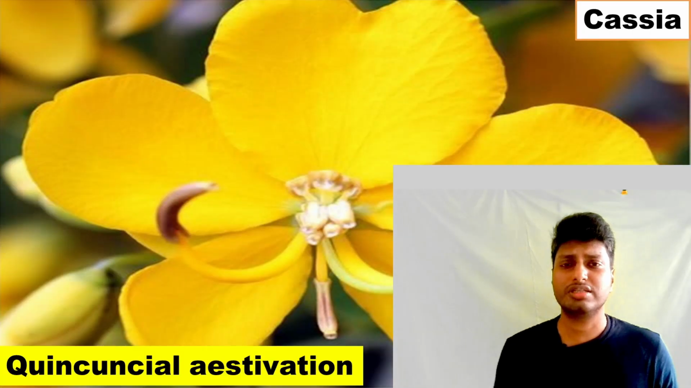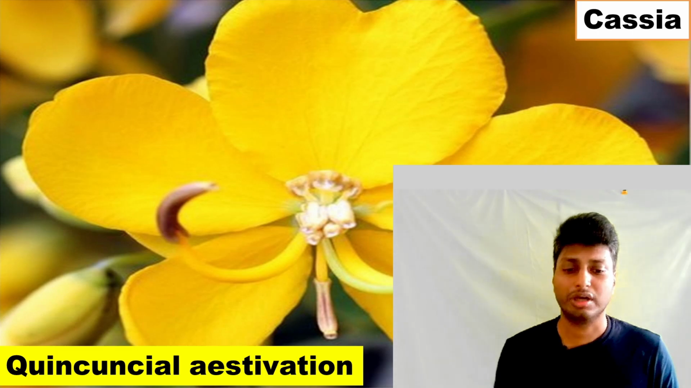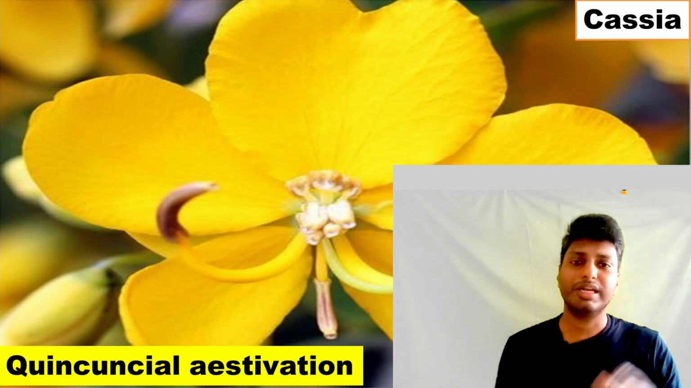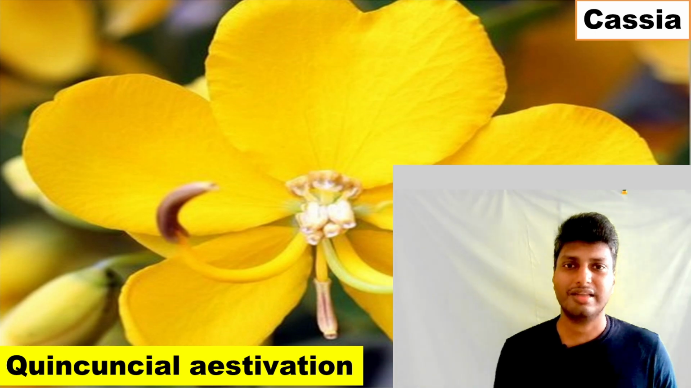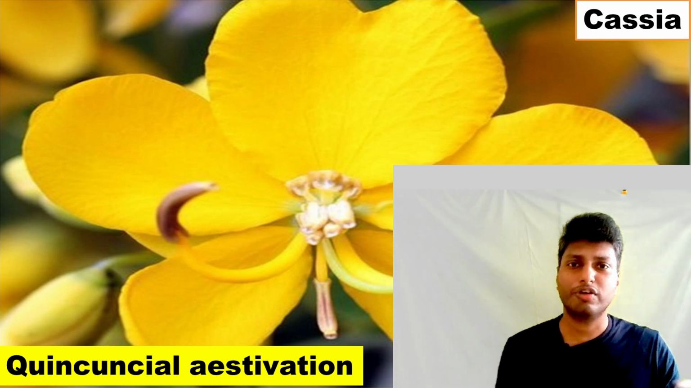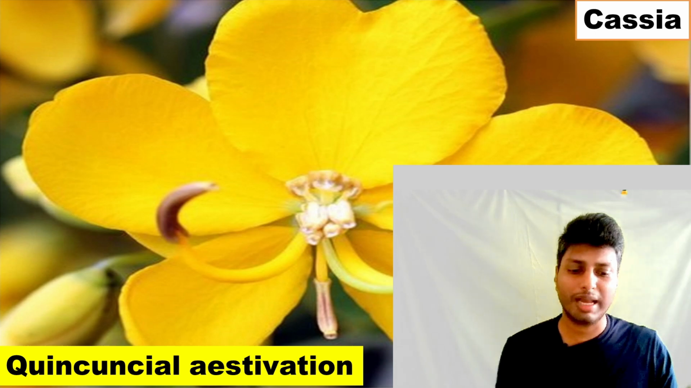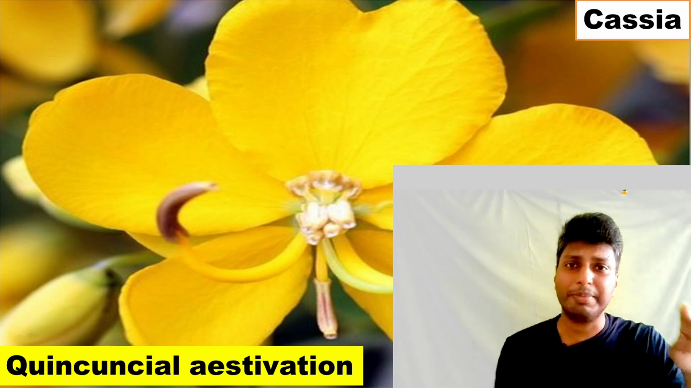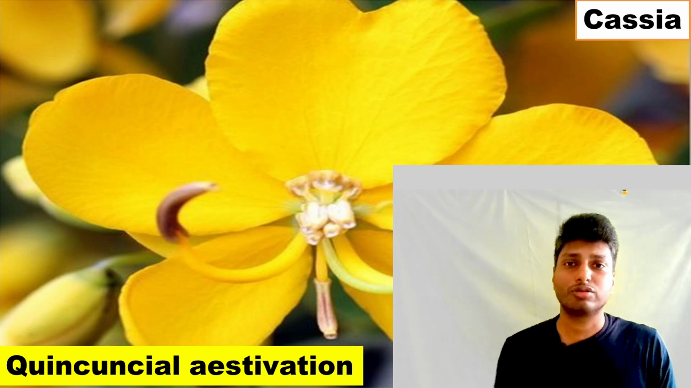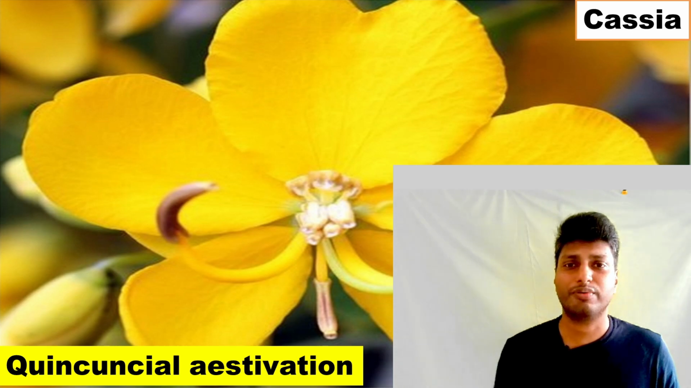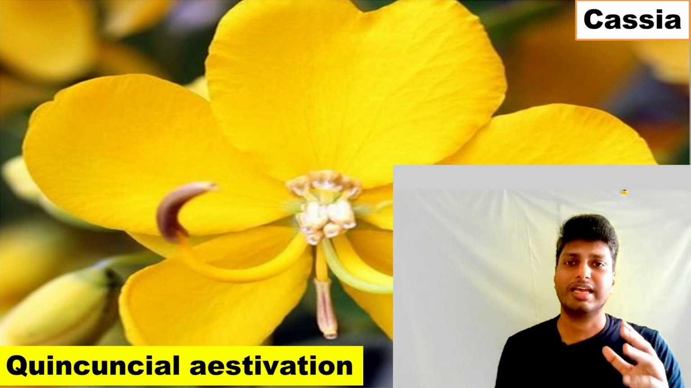Now dear students, this is the fourth kind of aestivation, which is called Quincuntial aestivation. In Quincuntial aestivation, you can see that there is a particular arrangement of petals. The petals are again overlapping each other, but they are overlapping in a spiral manner. When the petals overlap each other in a spiral manner, such type of aestivation is called Quincuntial aestivation. The best example of Quincuntial aestivation is the Cassia flower.